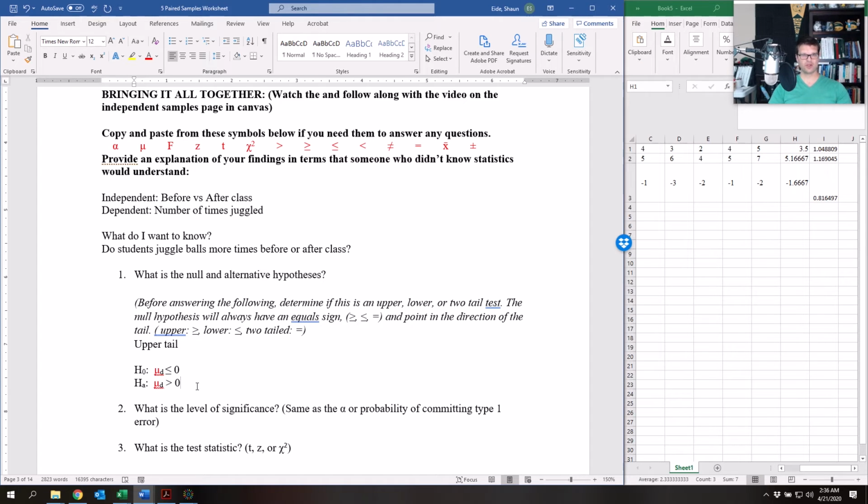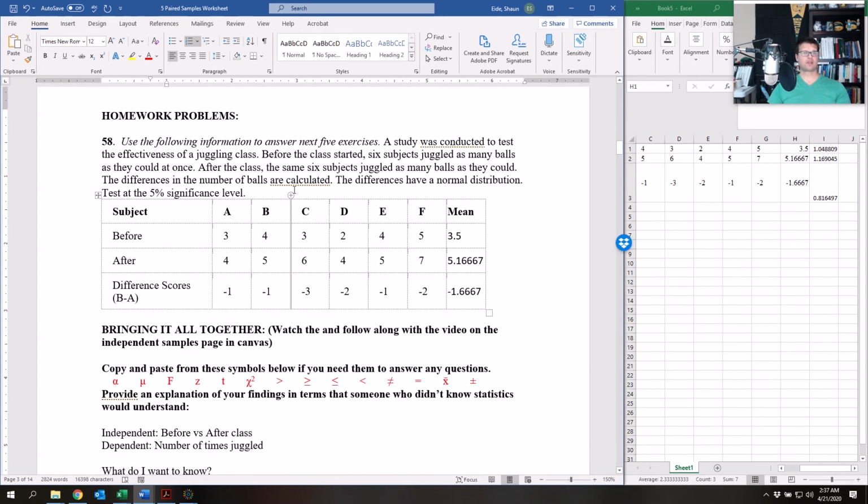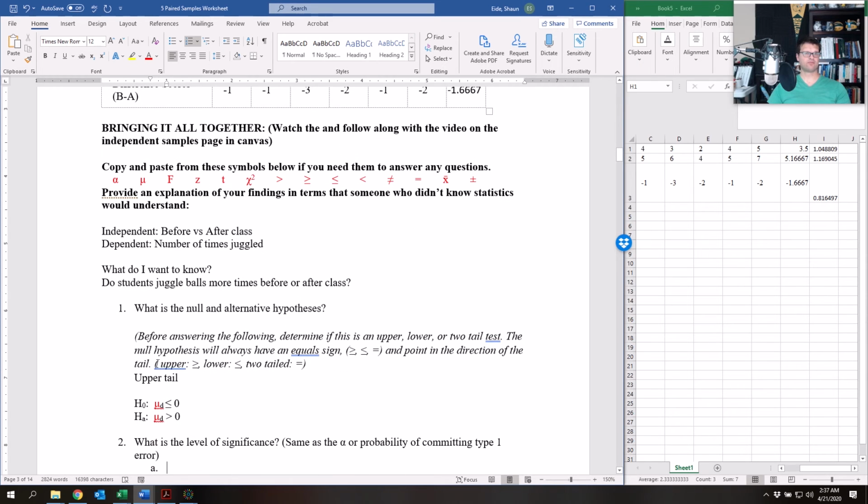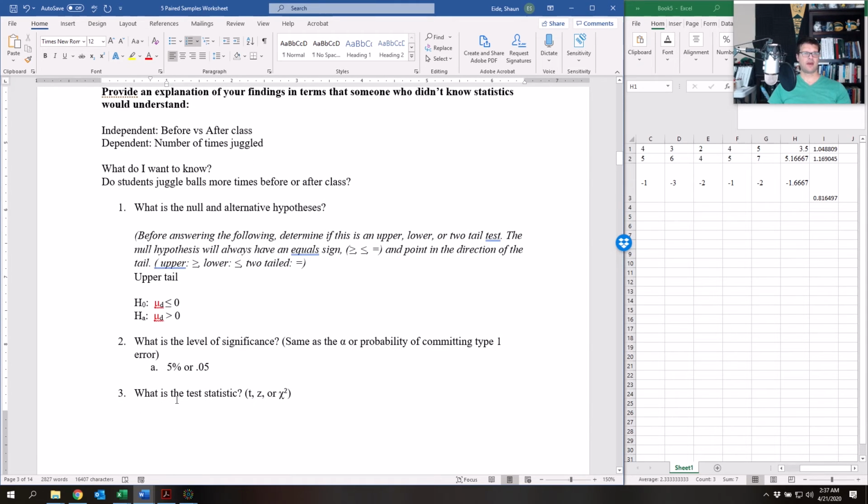Okay, moving on, what is the level of significance? The level of significance, coming right back up here, tests at a 5% significance level. So I'm going to do 5%, or 0.05, okay? And then what is the test statistic?